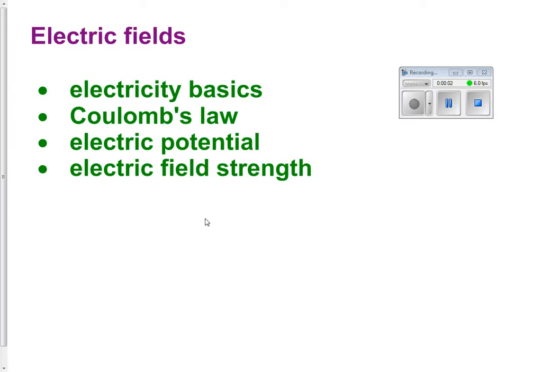Right, this is the first in a series of videos about electric fields, which follows on from the generic fields videos that I've already made about electric and gravitational fields. So we're going to have a quick look at just some basic ideas, just to recap from GCSE, then go on to Coulomb's law, which is a lot like Newton's law of gravitation, but for charges, then look at electric potential and electric field strength, where there are a lot of parallels with gravitational fields as well.